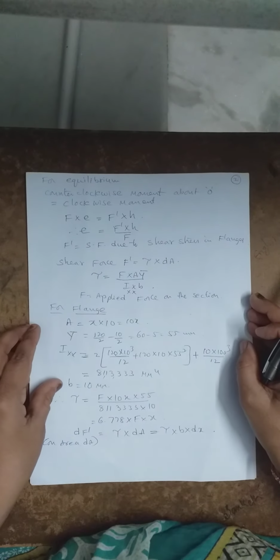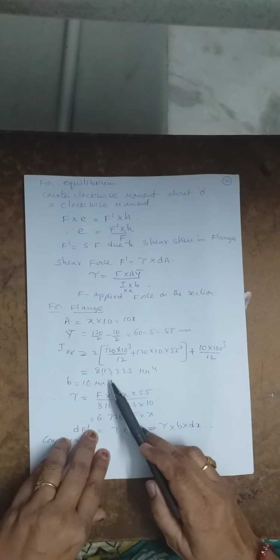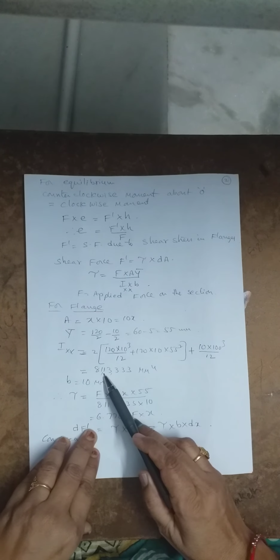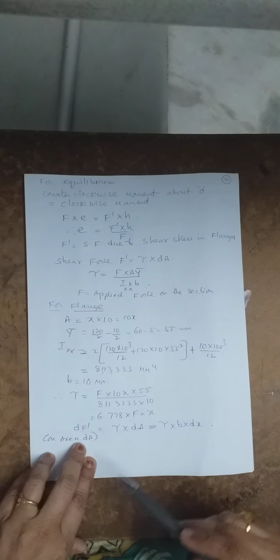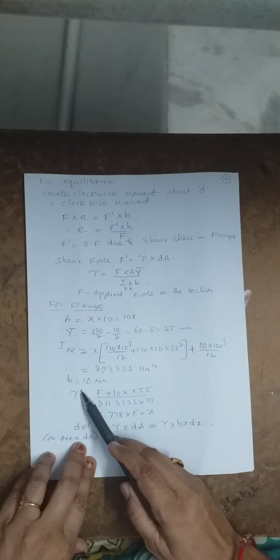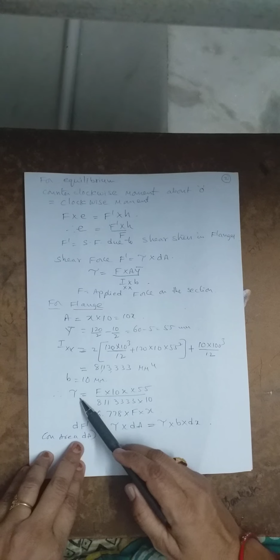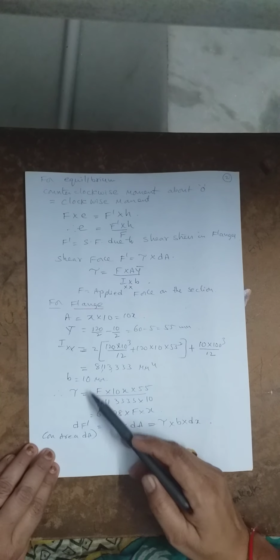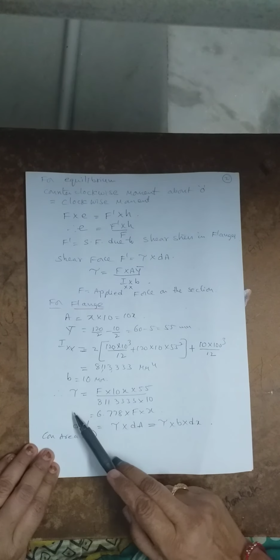So that is why here we have 10 into 100 cube by 12. This comes to 81,13,333 mm to the power 4, and B is equal to 10 mm, the width of the flange being 10 mm.